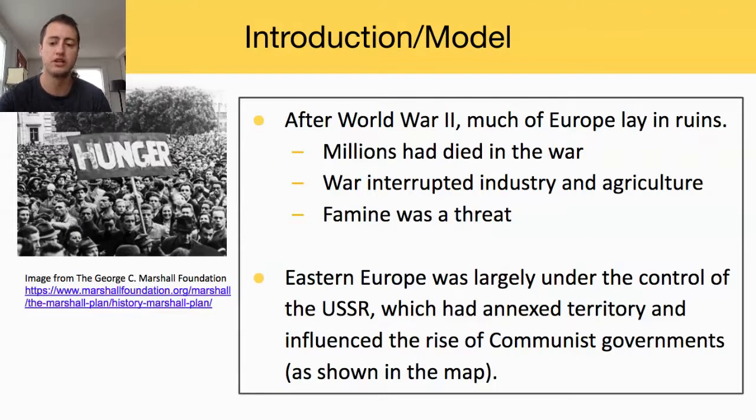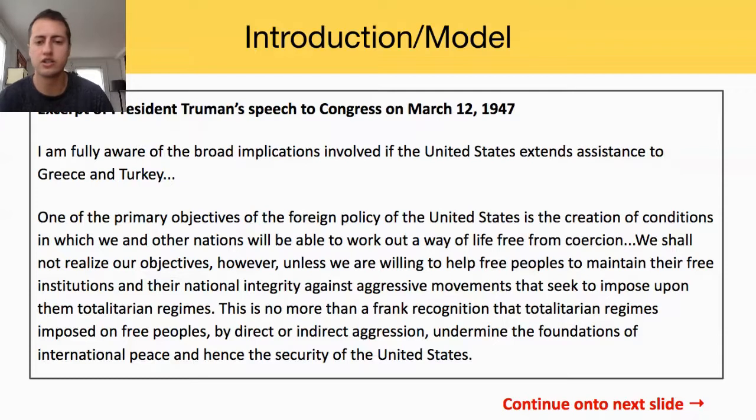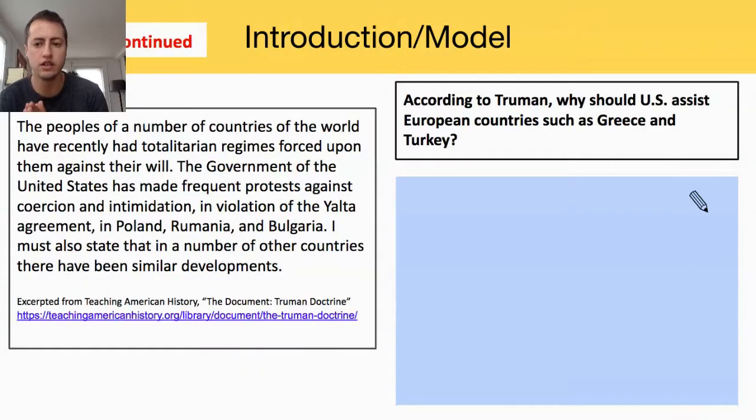Here you are going to mention the communist governments, and that connects to the map that students looked at the beginning. On this slide, you're going to start modeling the work that students are going to do in their independent section. Students are going to look at a document and answer a corresponding question. So here, you should read this with your students together. This is from Truman's speech, and it continues here. Then there is a single question: according to Truman, why should the US assist European countries such as Greece and Turkey? In this video, I'm giving you some answers to those questions.